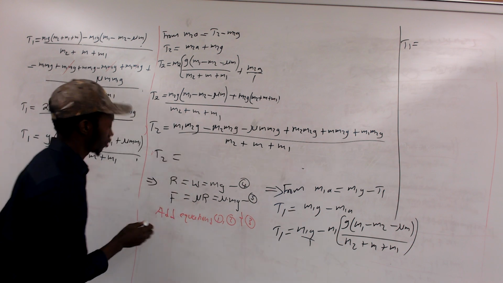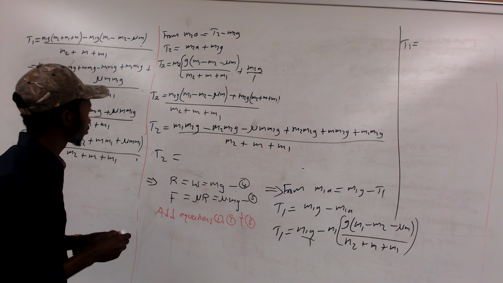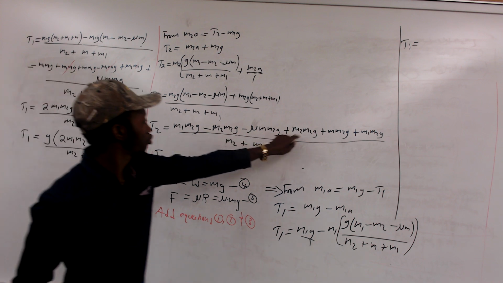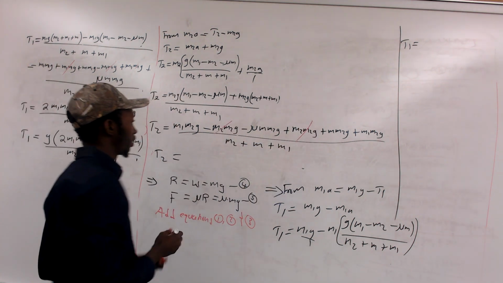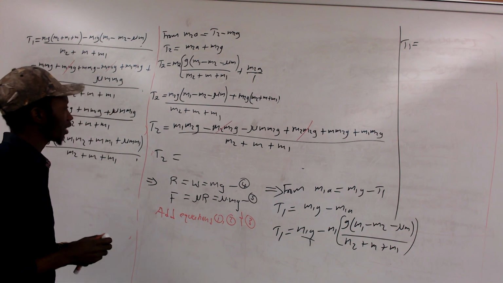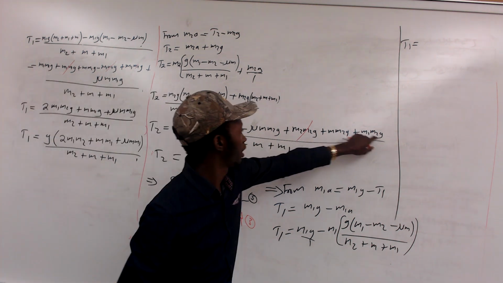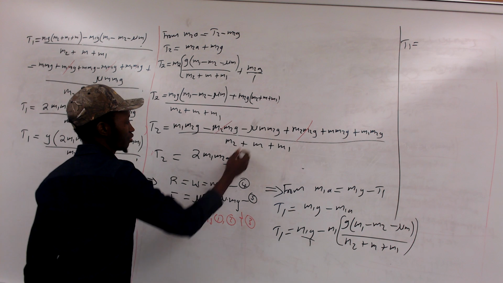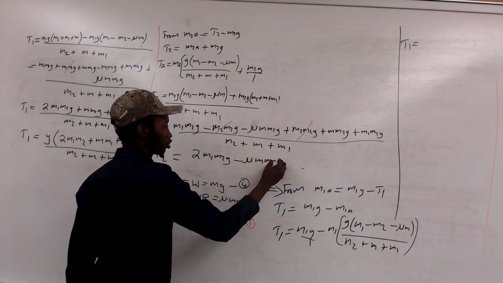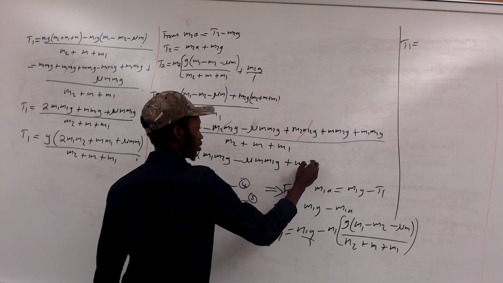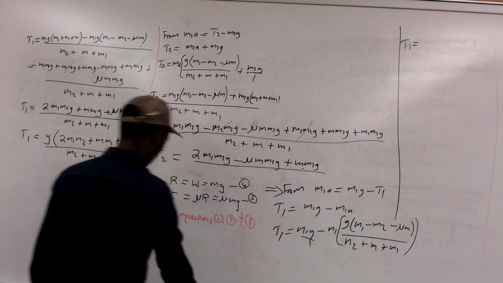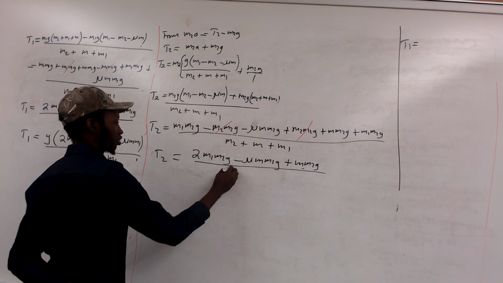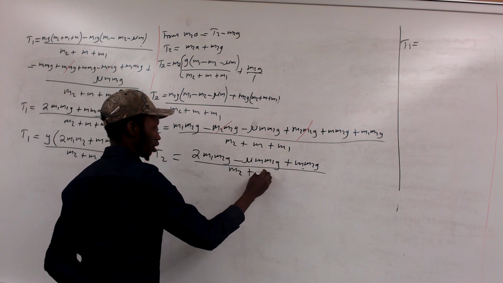So T2 now is going to be, so we look for terms which are common. If you look at M2 M2G, this plus will cancel this minus. I think those are all the terms that will cancel. So we have M1 M2G and M1 M2G, so it's going to give us 2 M1 M2G. Then we have this minus mu M M2G, and plus M M2G, divided by the denominator, the summation of the 3 blocks, M2 plus M plus M1.